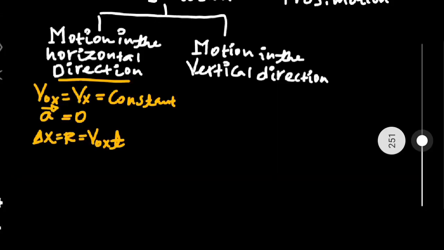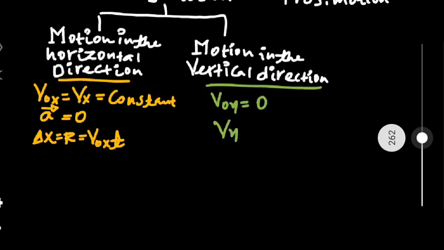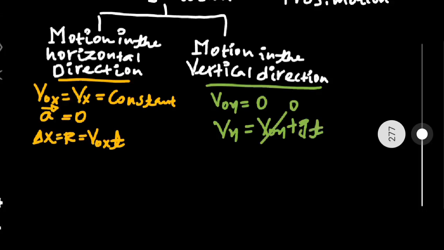When we come to motion in the vertical direction, the initial vertical velocity is equal to 0 and the final vertical velocity is equal to initial vertical velocity plus gt. However, since the initial vertical velocity becomes 0, the final vertical velocity is equal to gt, which is gravitational acceleration times time.